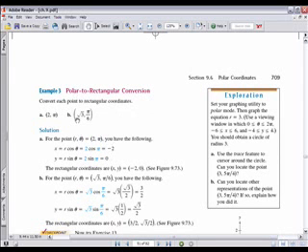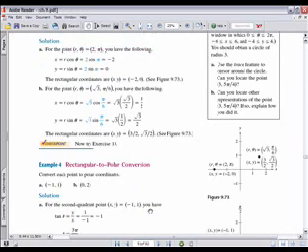Rad 3 comma pi over 6. X is rad 3 cosine pi over 6. Y is rad 3 sine pi over 6, and we get these values as shown.